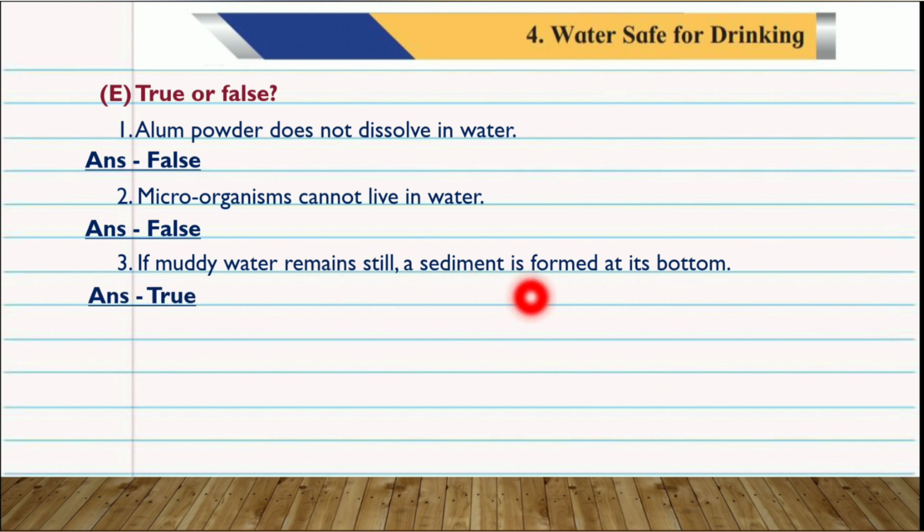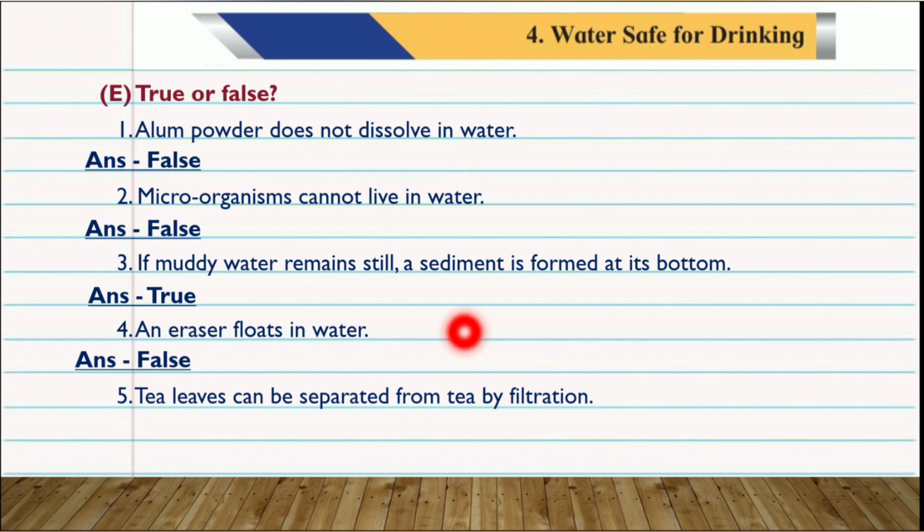Number 4, an eraser floats in water, and the answer is false. Yes, an eraser does not float in water. An eraser sinks in water. What is given here? Eraser floats in water. That's why the answer is false. Actually, an eraser sinks in water. What is given? Float in water. That's why the answer is false. Next, tea leaves can be separated from tea by filtration, and the answer is true. Yes, tea leaves can be separated from tea by the filtration method. We can separate tea leaves from tea. So like this you can write the true or false.